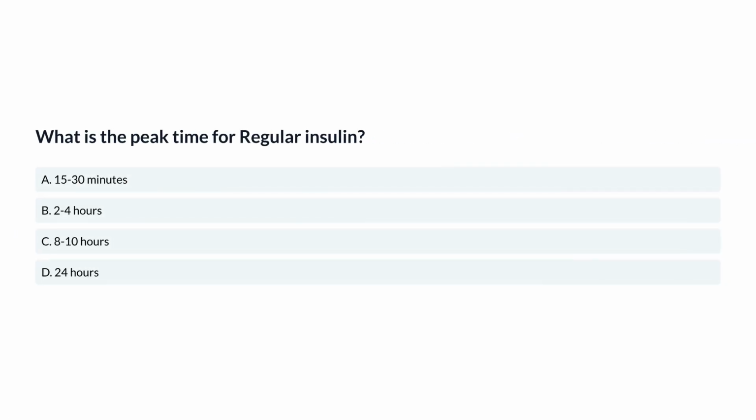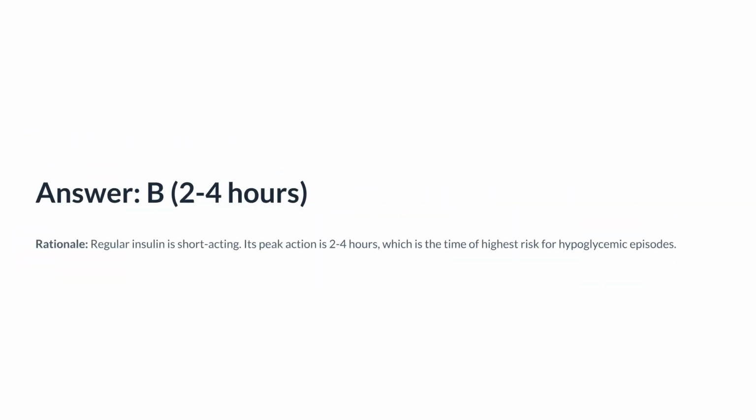What is the peak time for regular insulin? Answer, B, 2 to 4 hours. Regular insulin is short-acting, and its peak action occurs between 2 and 4 hours. This period carries the highest risk for hypoglycemic episodes.